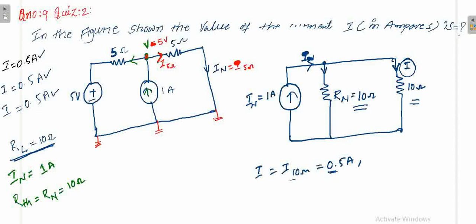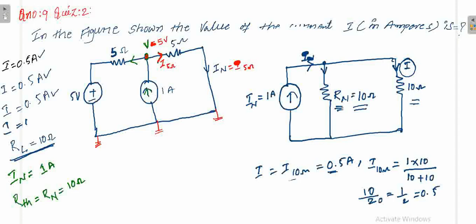Otherwise you can write it like this: I through 10 ohms is equal to total current times the opposite resistance, that is RN. So that is equal to 1 times 10 by total resistance 10 plus 10, that is 10 by 20, which is equal to 1 by 2, which is 0.5. So with Norton's theorem also we got 0.5 amperes.